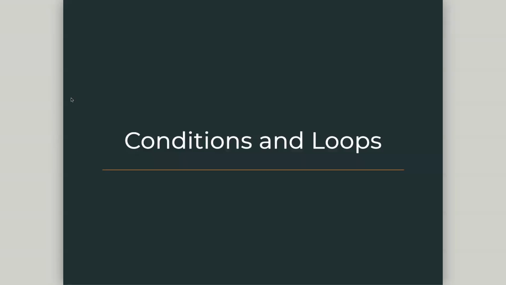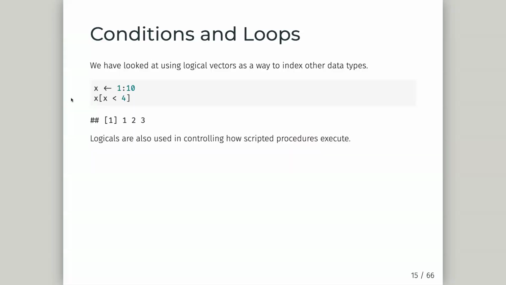So the last bits here are now conditions and loops, which are, I think, essential for our class. And then functions, which aren't essential, but you should know. We've already looked at using logical vectors as a way to index other data types. So x is 1 to 10, and then we can use the logical, which is created by x is less than 4, to pull out from our vector just the elements where that's true. Okay. We can also use logicals to control the flow of our code using conditionals.